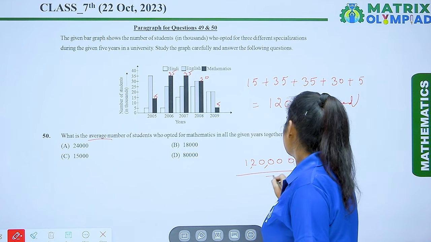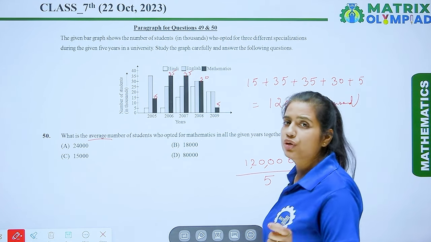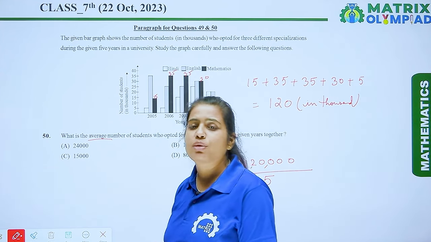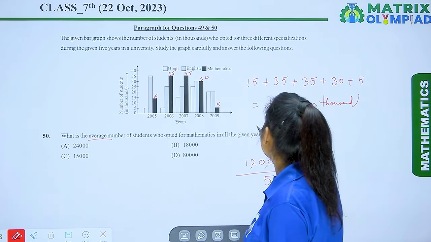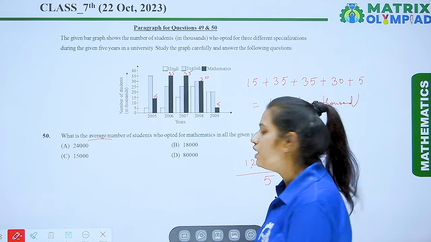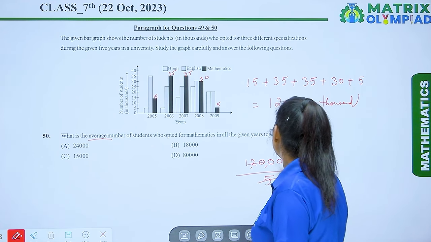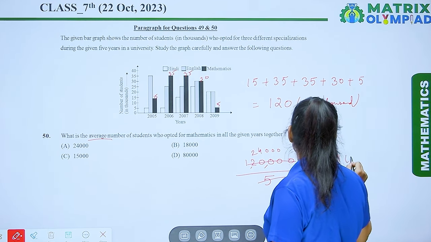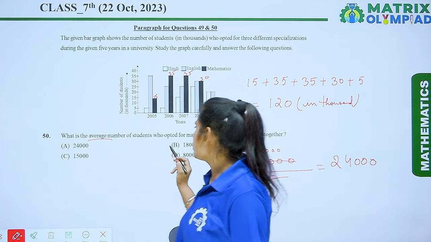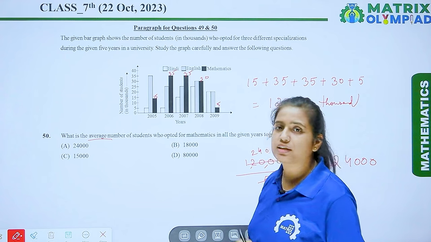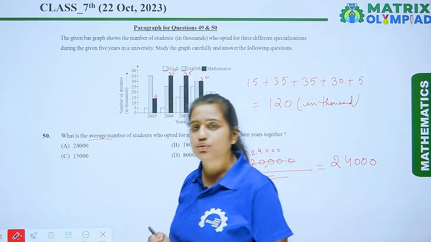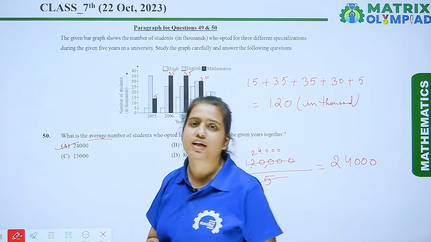1,20,000 divided by 5, because we are going to find the average, and the formula for average is sum of observations upon total number of observations. So the sum of observations is 1,20,000 and the total number of observations is 5. After reducing to the lowest form, we get 24,000. So the average number of students who opted for mathematics in all the given years together is 24,000. So here option A is the correct answer.